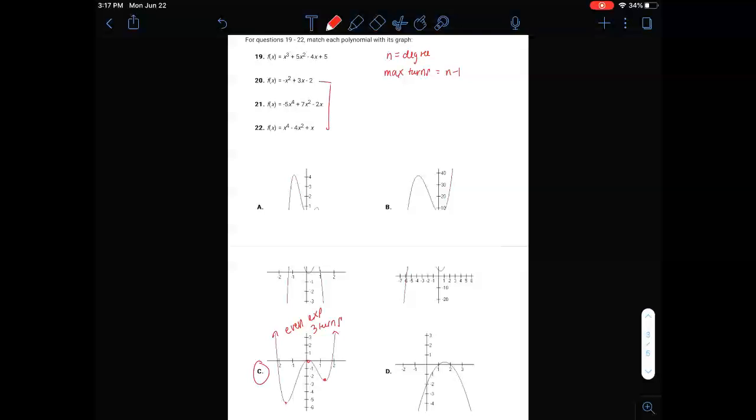All right? So immediately, that means I'm looking at 20, 21, or 22. Has an even exponent. And since they're both going up, I have to have a positive coefficient. So the only one that fits that is 22. And we also got to make sure that last characteristic fits that graph, right? So we had 3 turns, which means our degree can be 4 or greater. And when you look at it, we have a degree of 4, so that graph matches.